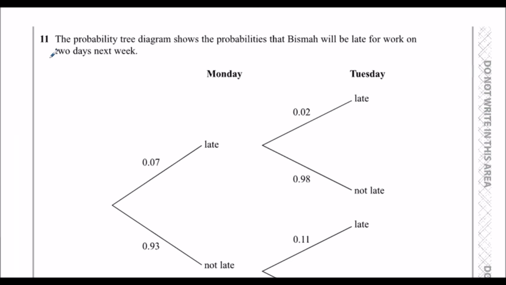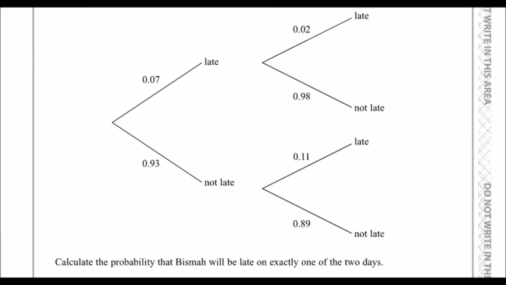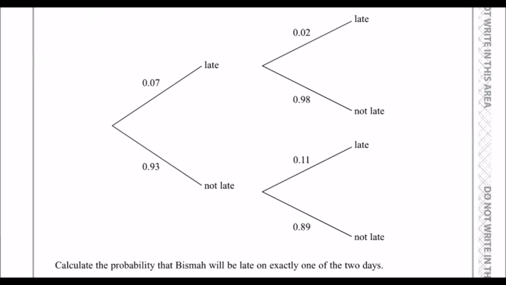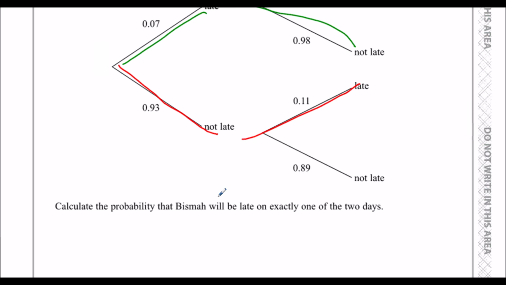Question 11. The probability tree diagram shows the probabilities that Bisma will be late for work on 2 days next week. We need to calculate the probability that Bisma will be late on exactly one of the 2 days. So we want either late and then not late, or we want not late and then late. We don't want late late or not late, because we only want Bisma to be late once.